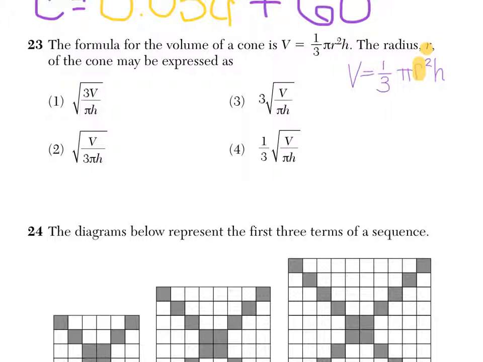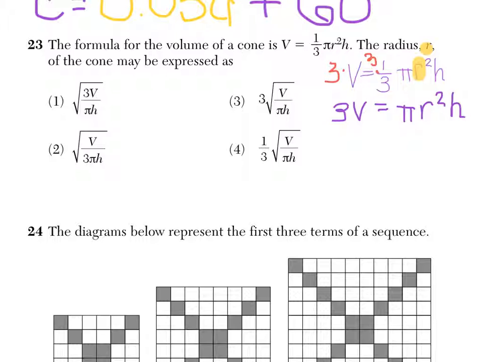I like to get rid of my coefficients first. So instead of dividing both sides by 1/3, because that's not a very popular way to balance an equation, we're going to multiply by the reciprocal, by 3. When we do that, we've gotten rid of the 1/3, or really moved it to the other side, because 3 times a third is 1. I'm not going to bother writing that. And I'm left with pi r squared h.